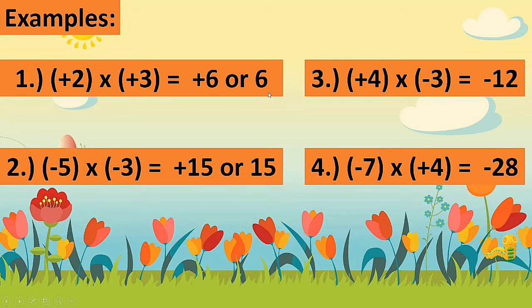By the way, class, the answer in multiplication is what we so-called product. The product of 2 and 3 is equal to 6. Okay, 6, 15, negative 12, and negative 28 is what we so-called product. When you are going to multiply, the answer is product.